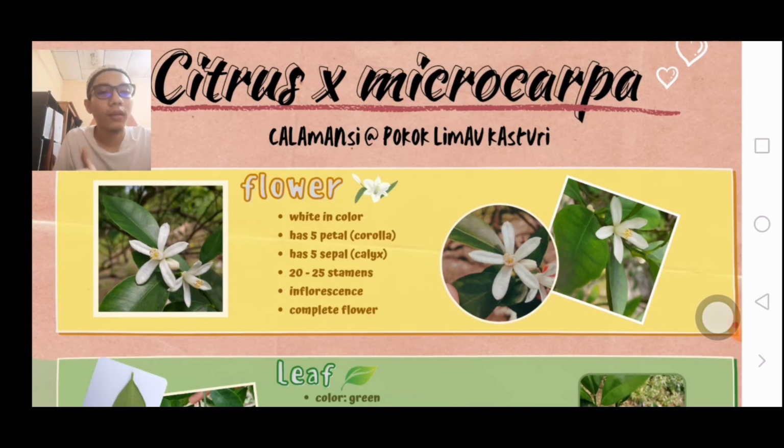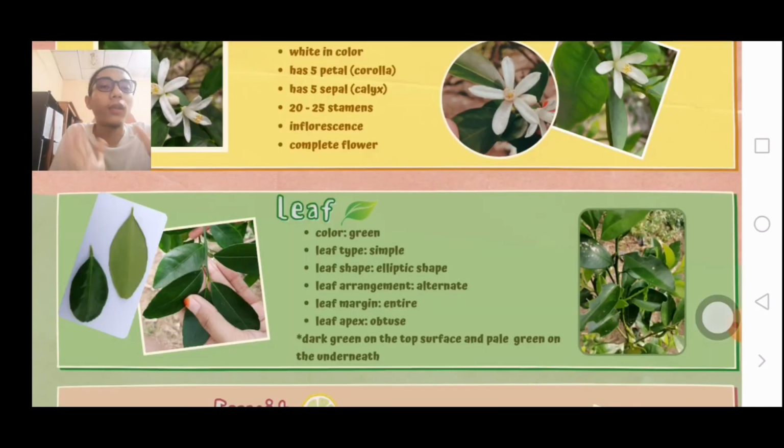Okay, let's look at the flower. It has a white color, has 5 sepals, 5 petals, 20 to 25 stamens, is fluorescent, and is a complete flower. Complete flower means it has both male and female parts. For leaf, it has a green color, dark green on the top surface and pale green on the underneath. Then it is a simple leaf. It has an elliptic shape. Leaf arrangement is alternate. Leaf margin entire.